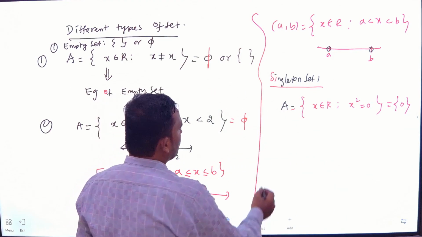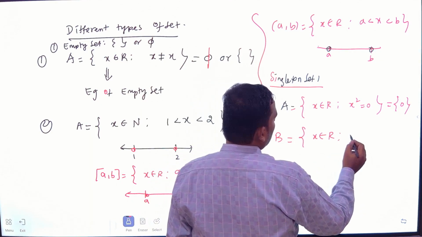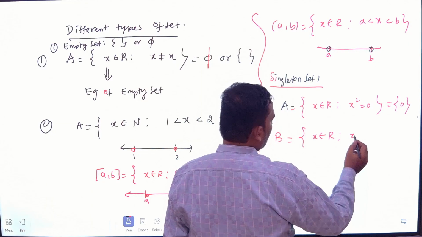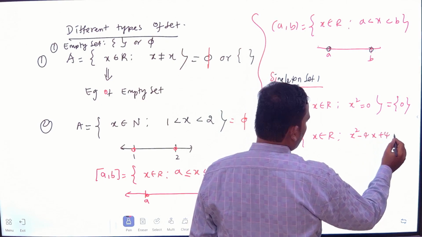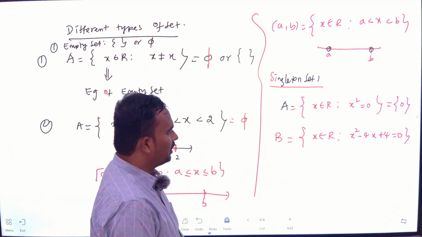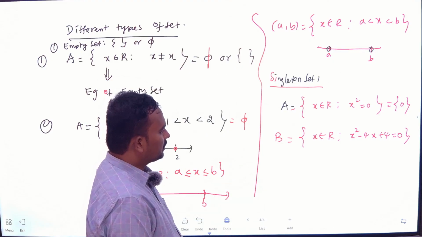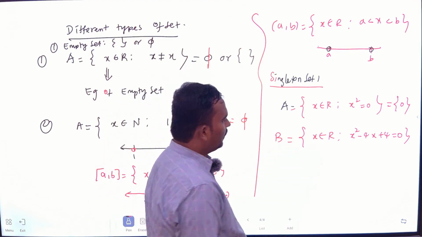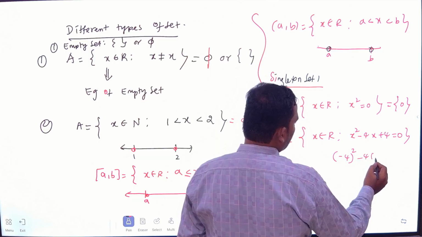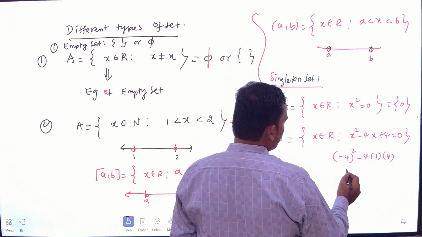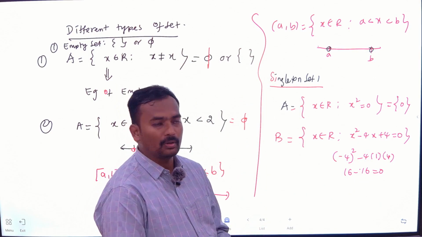Okay, let's take the second set. x belongs to real numbers such that x square minus 4x plus 4 equal to 0. Let's take this quadratic polynomial, right? It's a 2-degree polynomial. We can find at most 2 solutions, right? But here the discriminant, b square minus 4ac, where a is 1 and c is 4. So 16 minus 16, it will be 0. Discriminant 0 means what? We can find equal roots, right?